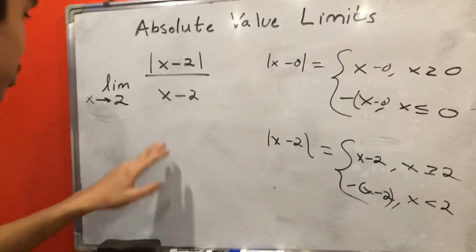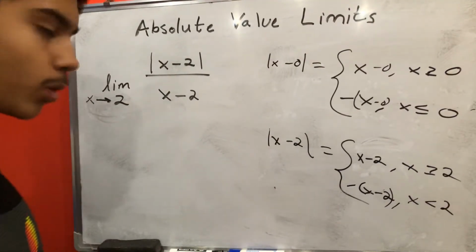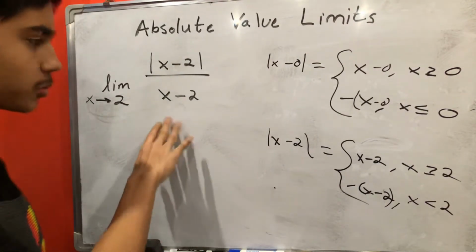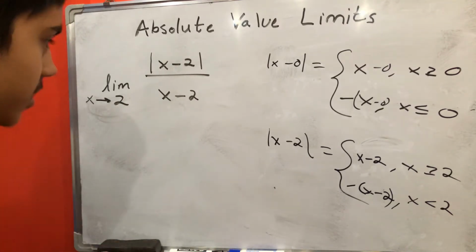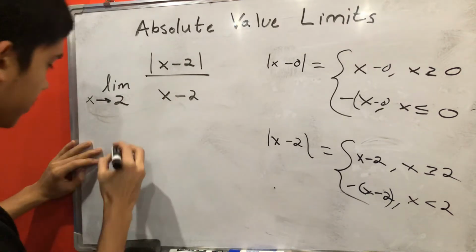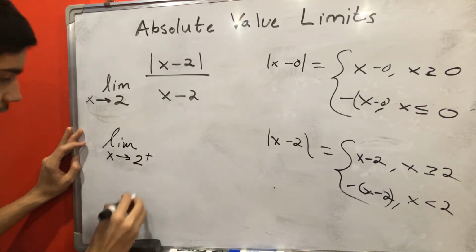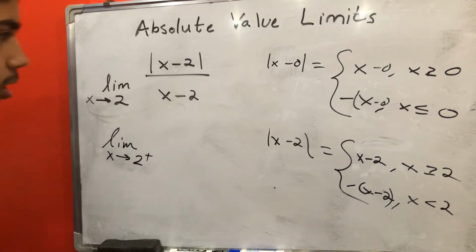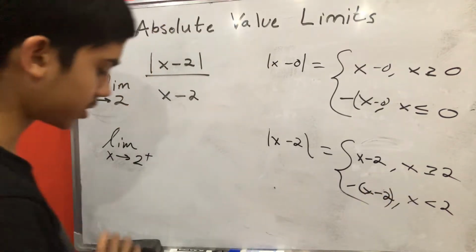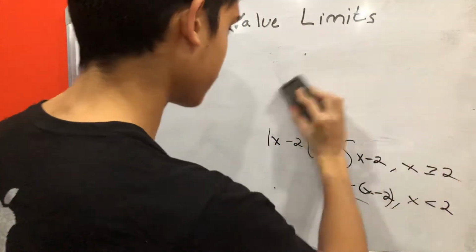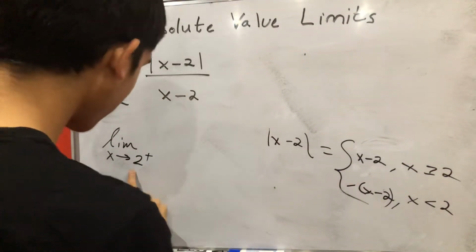Now, as always, when direct substitution doesn't work, we're going to test for continuity. Basically testing from the left and testing from the right. So limit as x approaches 2 from the left. Let's try the right first. Okay, so we're going to plug it into our piecewise function that we got. We're going to erase the definition. So let's plug it in from the right.